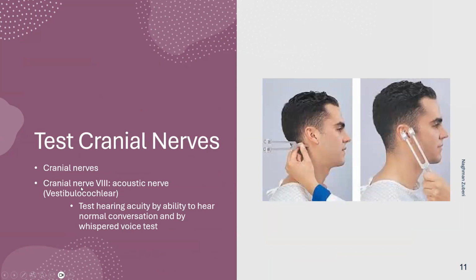Now we will be discussing the cranial nerve 8, which is the vestibulocochlear nerve, the acoustic nerve. We use the tuning fork to test the hearing or any hearing impairment of the person, to check the auditory part of the vestibulocochlear nerve.